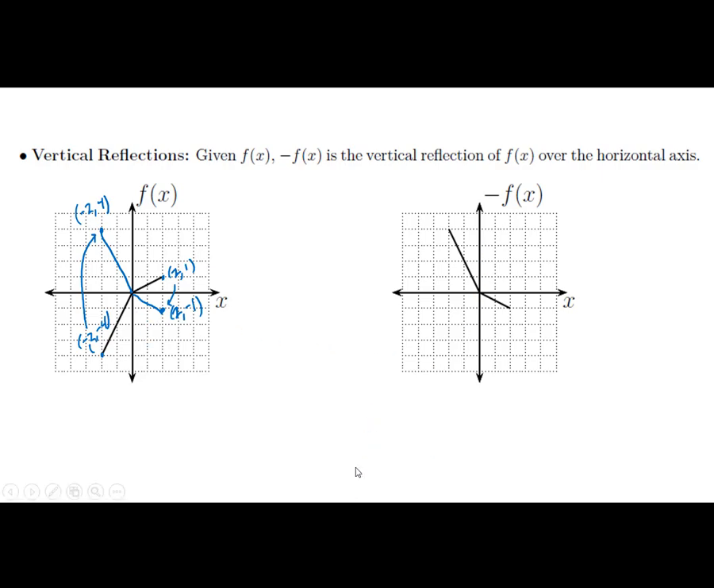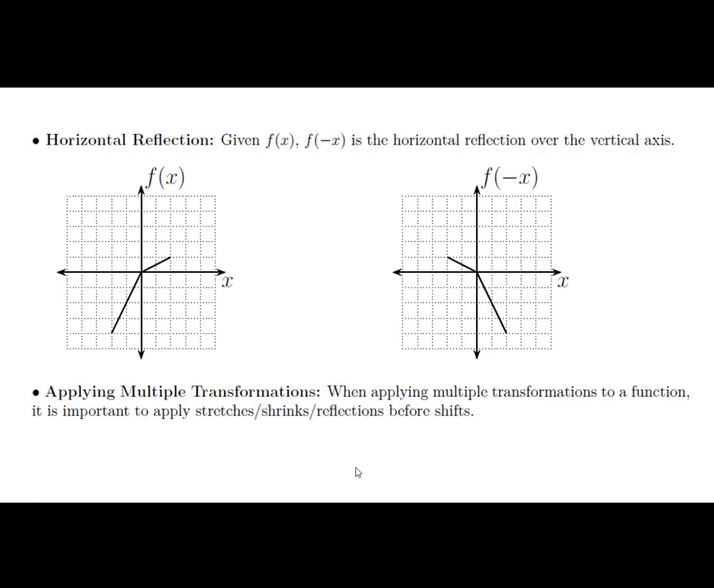And of course, if we can have a vertical reflection, then we can have a horizontal reflection. If that negative happens to be in there with the x, then you're just flipping all the x values. In other words, leave the y values alone and flip the x's. So we send this point 2, 1 over to negative 2, 1, and we send this point negative 2, negative 4 to 2, negative 4, and we of course get the picture that you see over there on the right.